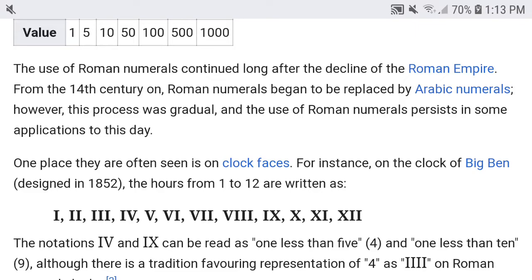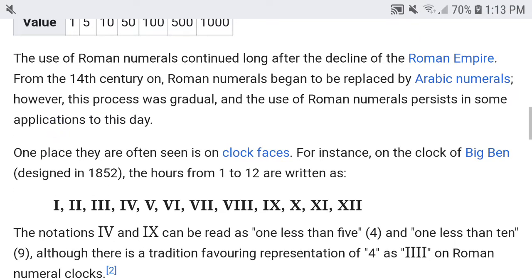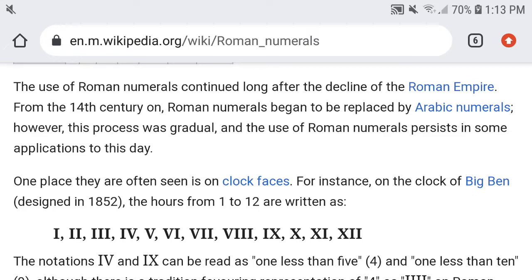From the 14th century on, Roman numerals began to be replaced by Arabic numerals. However, this process was gradual, and the uses of Roman numerals persist in some applications to this day. Clocks as well. Although not in my house, not really in my watch either, but I remember seeing Roman numerals in clocks. One place they are often seen is on clock faces. For instance, on the clock of Big Ben.